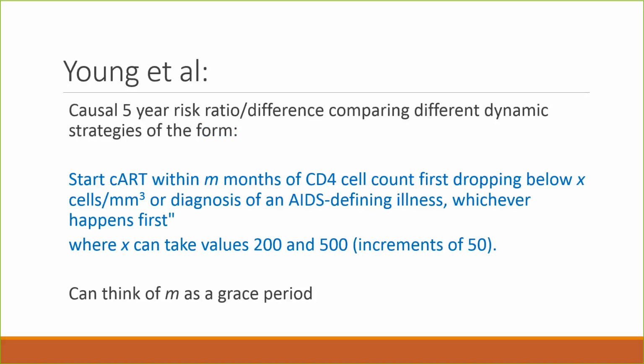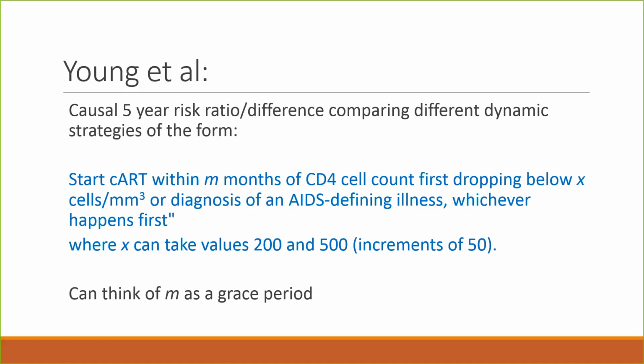So specifically, we were interested in the causal 5-year risk ratio or risk difference, some contrast in risk, comparing specific dynamic strategies of this form. We were interested in comparing dynamic strategies where the rule is start treatment within M months of CD4 cell count first dropping below some cutoff, measured in cells per cubic millimeter, or diagnosis of AIDS, whichever happens first. And our comparison is for different cutoffs X.